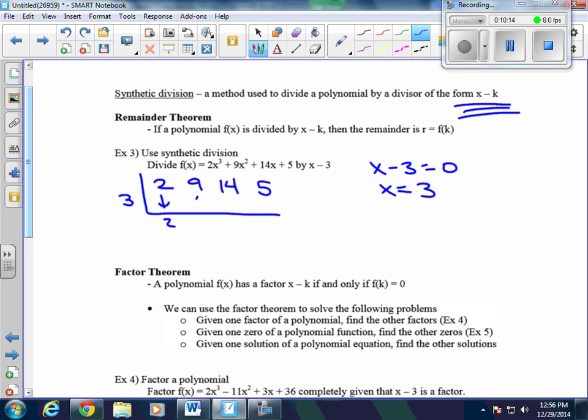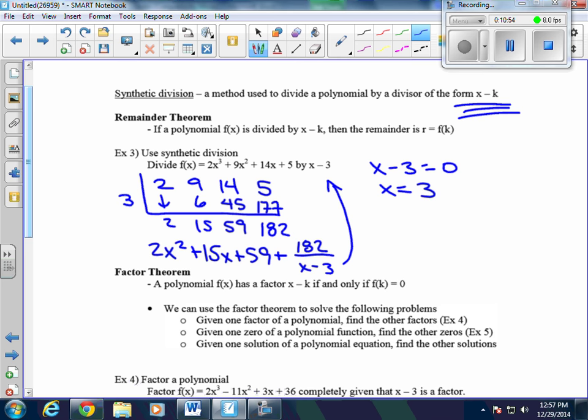So this is going to be 2, 6, 15, 45, 59. 3 times 59 is going to give us 177. And then that's 182. So if we divide that, our polynomial function is going to be 2x squared plus 15x plus 59 plus 182 over x minus 3. So here is what we get when we factor this.